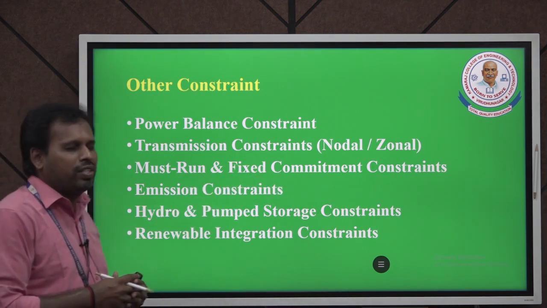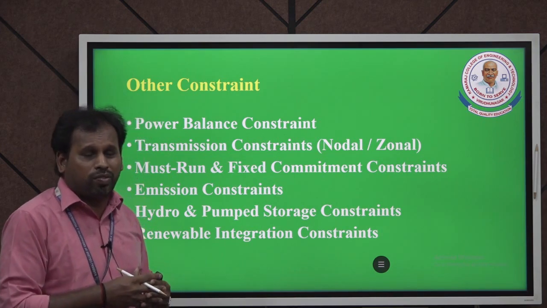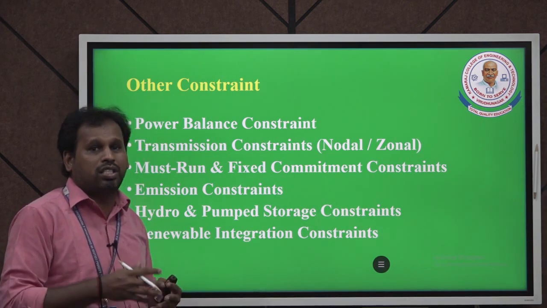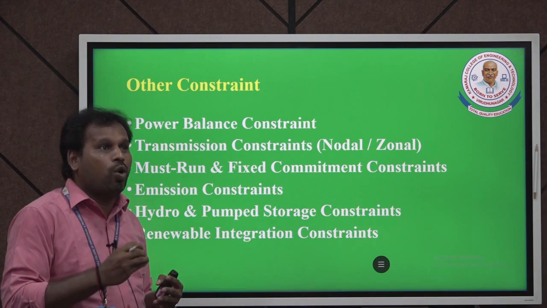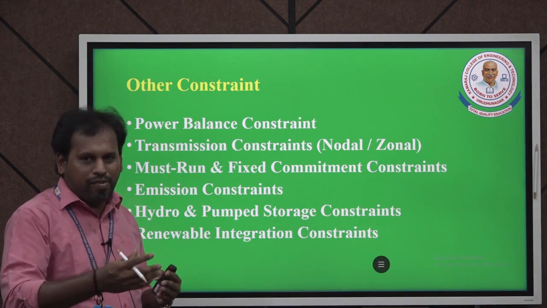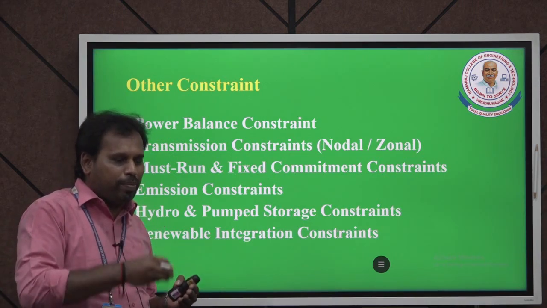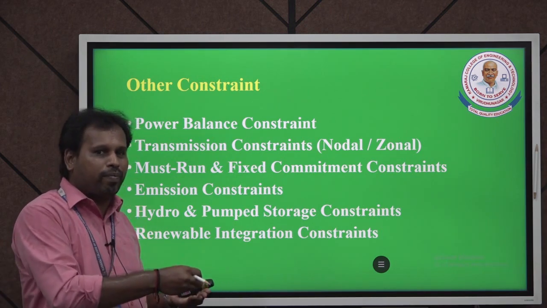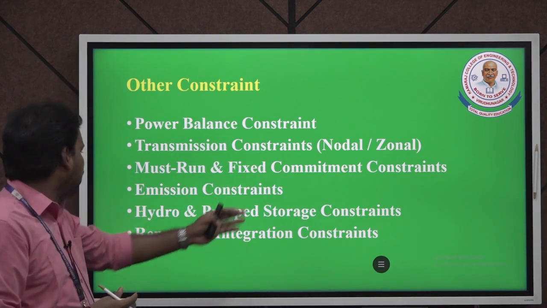Then the emission constraint: which type of emissions cause global warming, such as CO2 or SO2, and how much amount will be emitted. We need to analyze that, and if it is minimum we can go for that minimum value. That is the emission constraint.